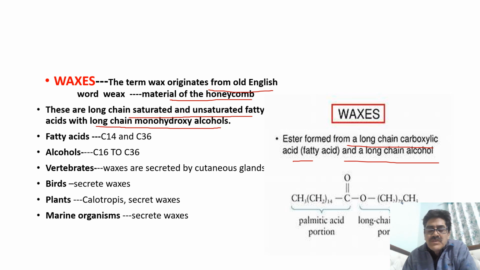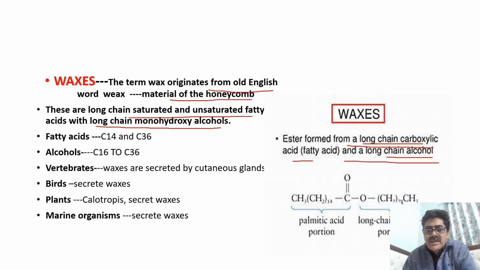Ester is formed whenever an alcohol reacts with an acid. The resultant compound is an ester. So here also we need to have an alcohol. So the alcohols are basically long chain alcohols, and secondly we have a carboxylic acid which is also a long chain carboxylic acid, of course a fatty acid.